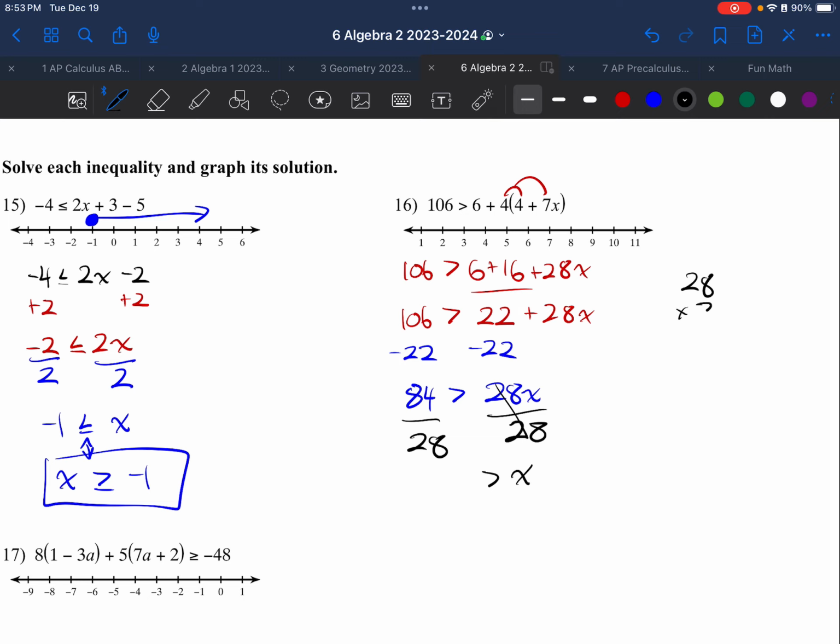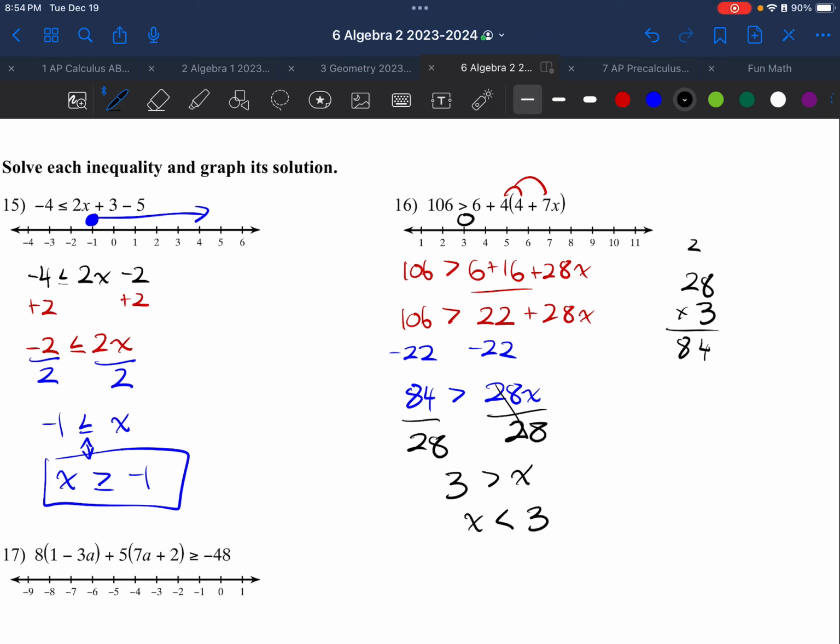I think so. Let me just double check. 28 times 3, is that equal to 84? 3 times 8 is 24. 2 times 3 is 6. 7, 8. 84, yeah, okay. So that must be 3. So again, I'm going to switch this around. So X is on the left and 3 is on the right. Whenever I switch the sides, I also switch the sign. So this is X is less than 3.